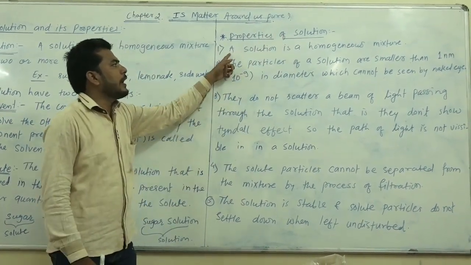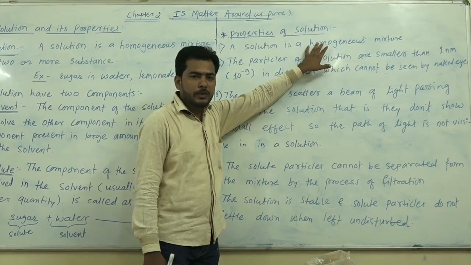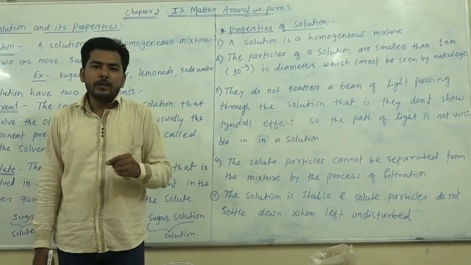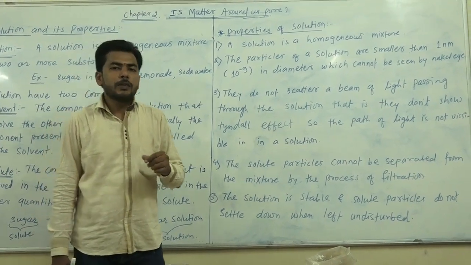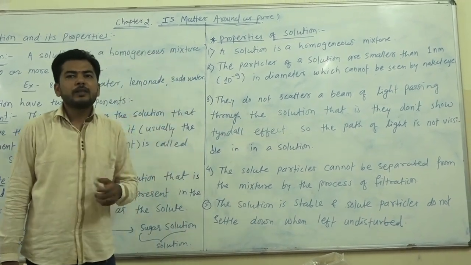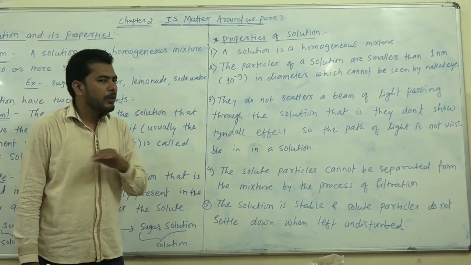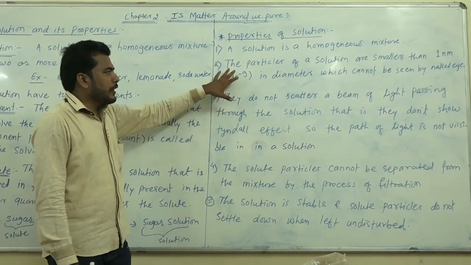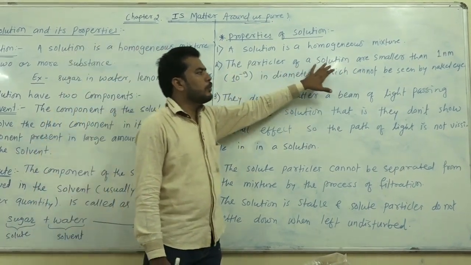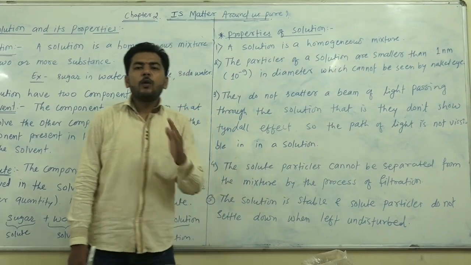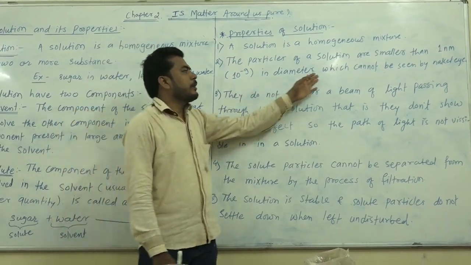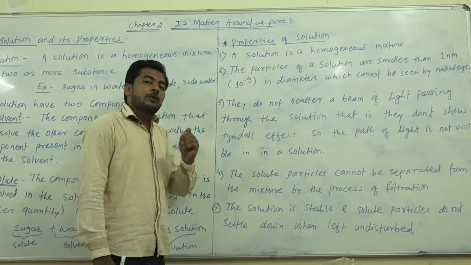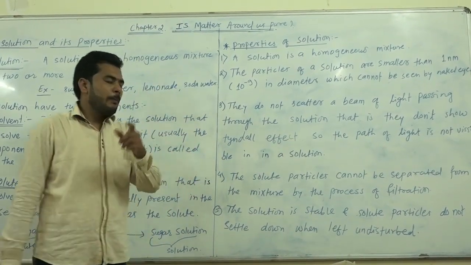First property we see is that a solution is a homogeneous mixture. It means it is not going to form separate boundaries. Whenever they are mixed, they are uniformly mixed. They are not giving separation boundaries in the medium. Second property we see is that the particles of the solution are smaller than 1 nanometer in diameter, which cannot be seen with our naked eyes due to their size.